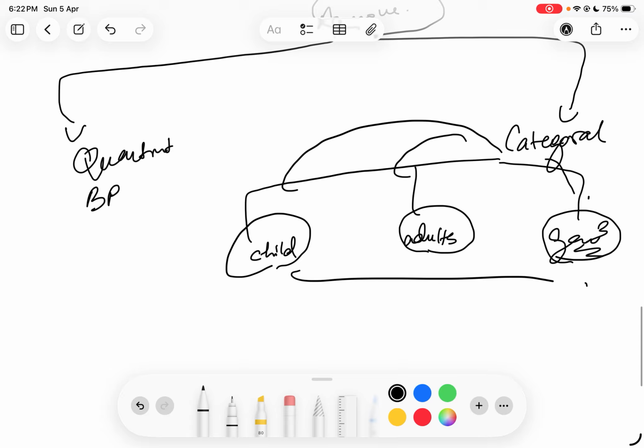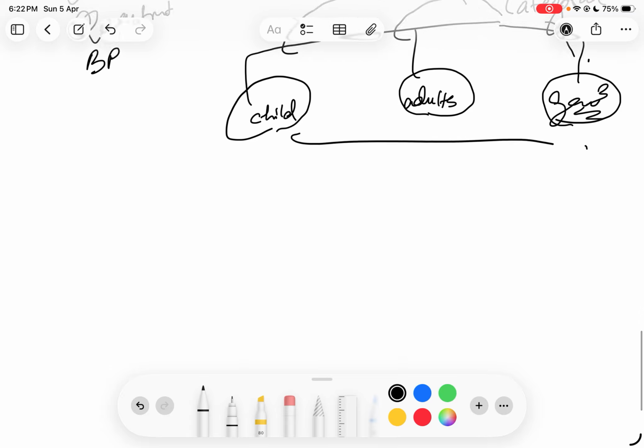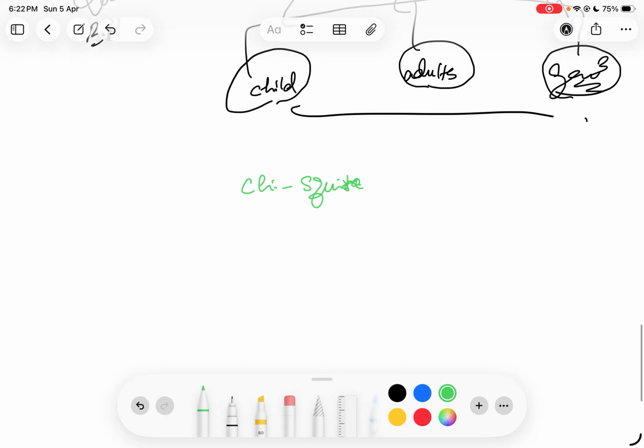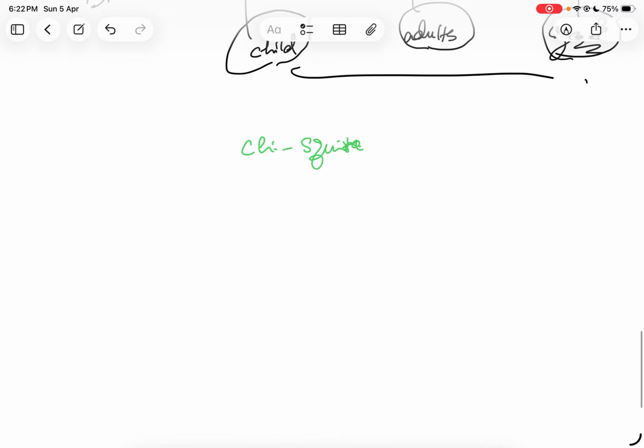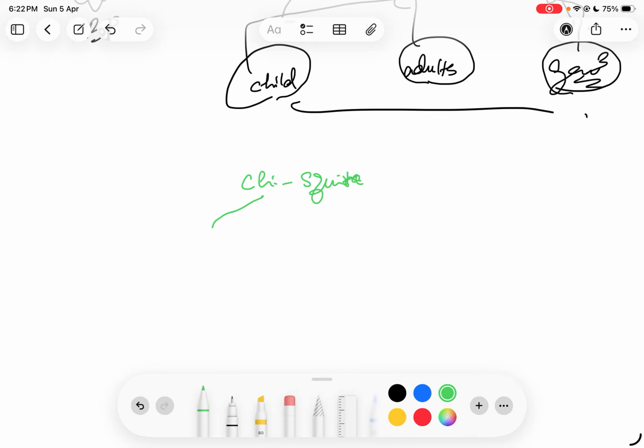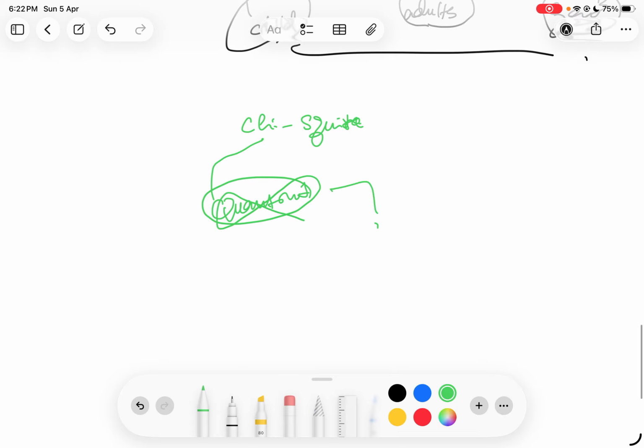I hope you got a little bit of an idea about this. Now we have 2 minutes left, so we can discuss the chi-square. One thing you have to remember is that chi-square does not deal with quantitative data. It only and only deals with categorical data.